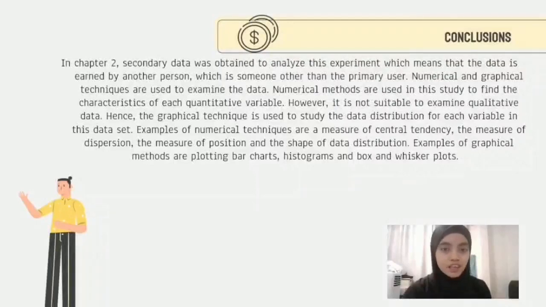Numerical and graphical techniques are used to examine the data. Numerical methods are used in this study to find the characteristics of each quantitative variable. However, they are not suitable for examining qualitative data. Hence, the graphical technique is used to study the data distribution for each variable in this data set. Examples of numerical techniques are measures of central tendency, measures of dispersion, measures of position, and the shape of data distribution. Examples of graphical methods are plotting bar charts, histograms, and box and whisker plots.